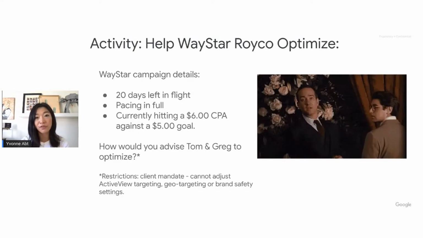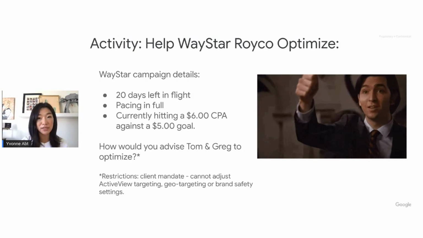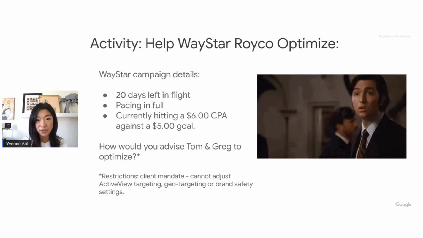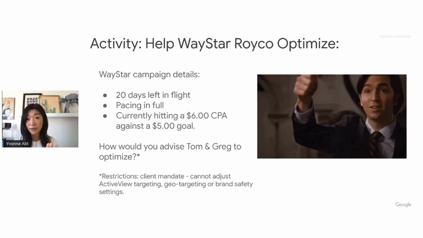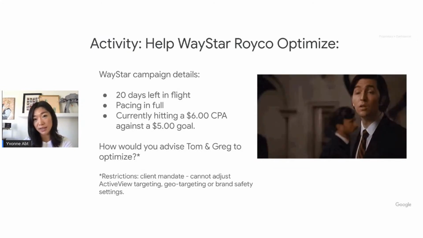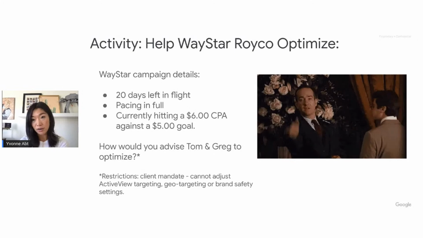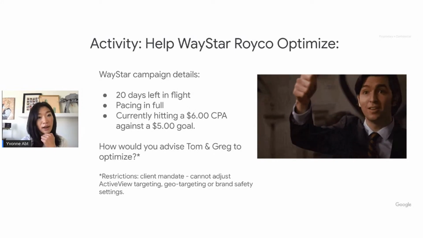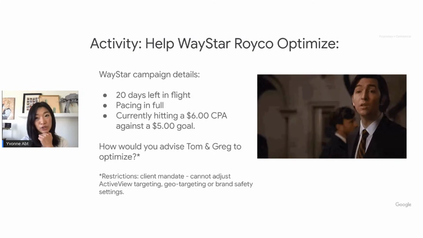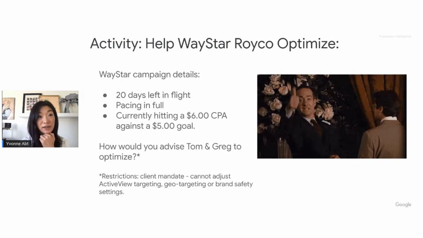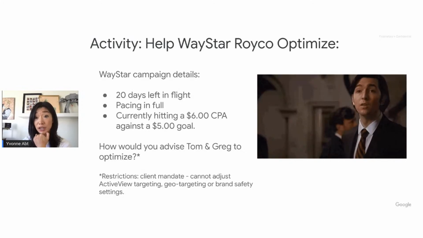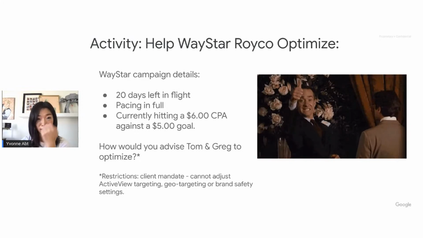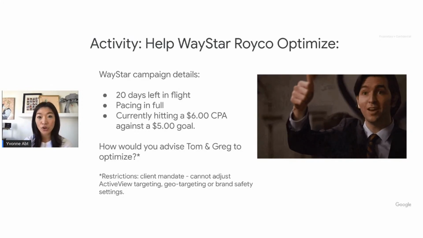Greg pulls up the following data on DV360. So he sees that there's 20 days left in the campaign. The campaign is pacing in full, which is great, but he's not quite hitting his KPI. He's getting a higher cost per acquisition. He's getting $6 versus what he wants to target, which is a $5 cost per acquisition. And he is sure that Tom will be very angry if he sees that. So what should Greg do?